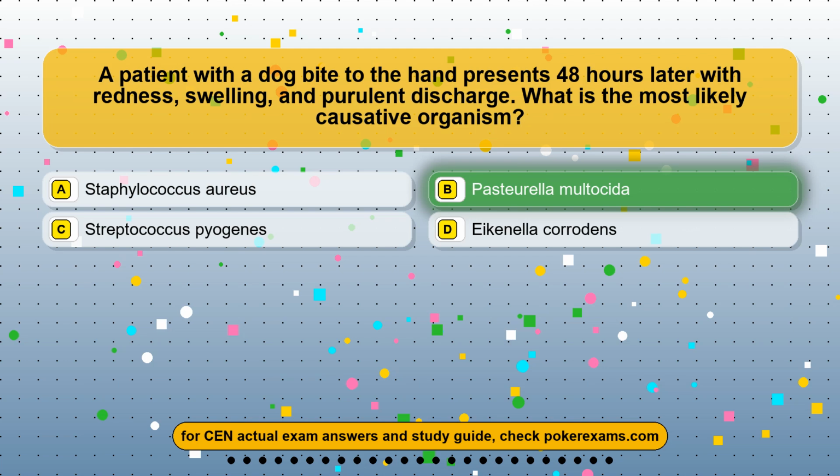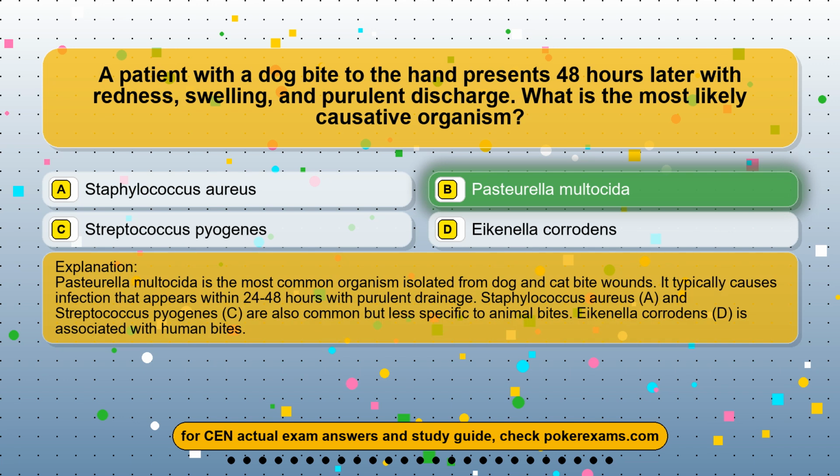The correct answer is option B, Pasteurella multocida. Pasteurella multocida is the most common organism isolated from dog and cat bite wounds. It typically causes infection that appears within 24-48 hours with purulent drainage. Staphylococcus aureus, A, and Streptococcus pyogenes, C, are also common but less specific to animal bites. Eikenella corrodens, D, is associated with human bites.